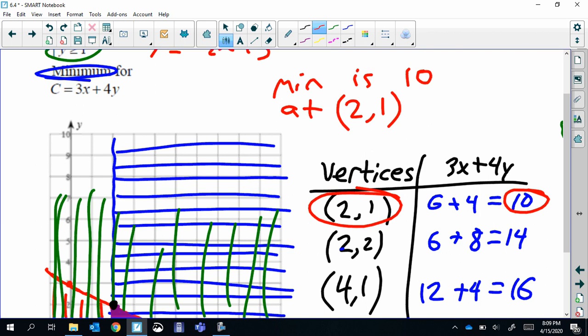So this has a lot of business sort of applications. You have different lines, different equations for maybe objects you can sell or things like that, and you're trying to maximize profits or minimize costs. Lots of business applications to this sort of thing.